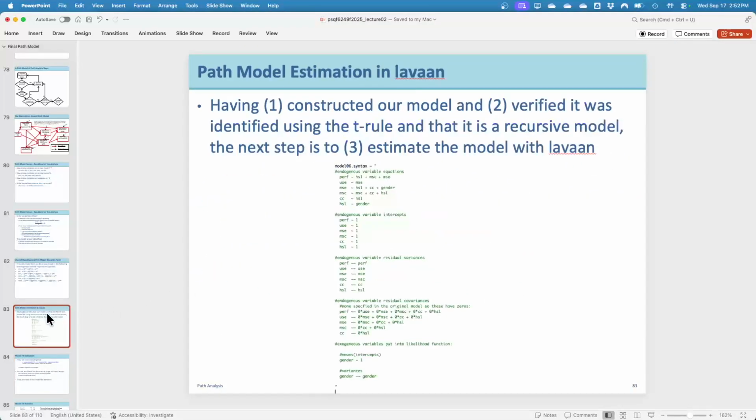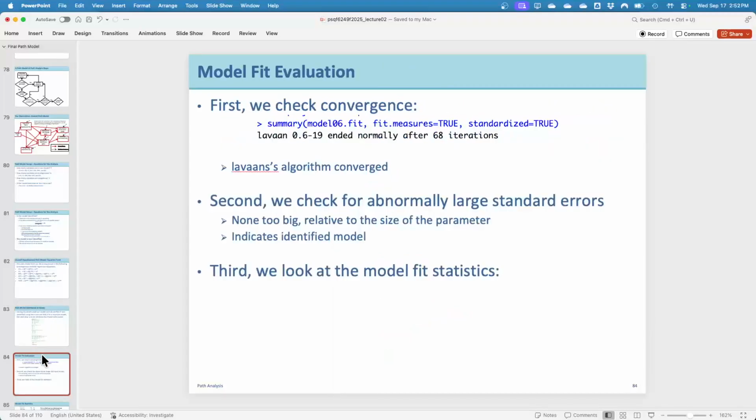All right, so we have identification, we have code, we estimate the model, and it said Lavaan ended normally after 68 iterations.